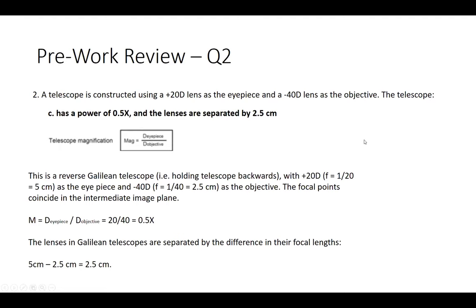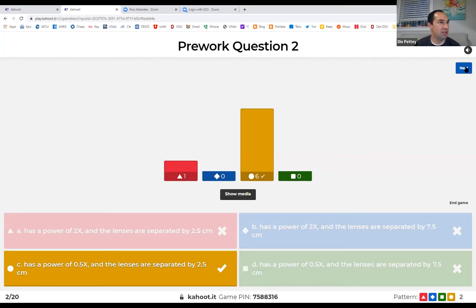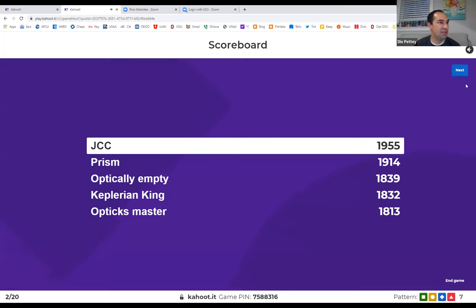Okay, we'll do some more of these telescope questions as well. Sometimes drawing these out can be helpful too, but as long as you can keep the eyepiece and objective in your head as far as that equation, should be pretty good. So, okay, any other questions on this one? Okay, let me go back to the Kahoot. Solid. Nice. Expect you guys to rack up some points on these pre-work ones.